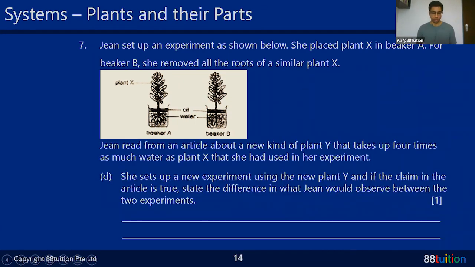Okay, so continue. You see, the question continues, although the very first few questions are very easy. Now, she sets up a new experiment. Hello, take note of that. Even though the diagram has not changed, you must take note of what they are saying in the question. Remember I said at the start, you need to take note of what they are saying. Also, take note of Jean. Jean read from an article about a new kind of plant that takes up four times as much water as plant X, as she had used in her experiment. So plant Y takes four times more water than X.